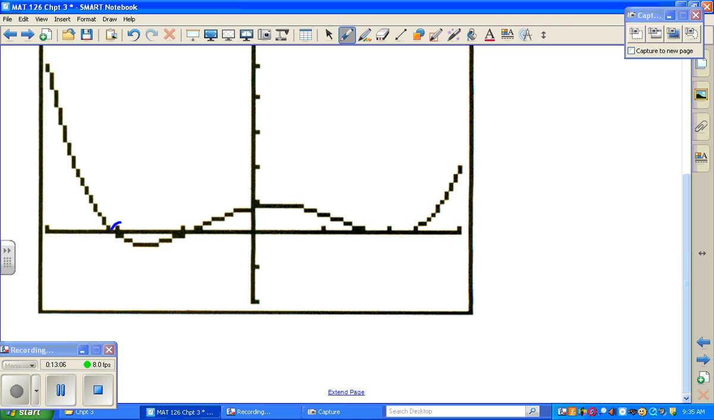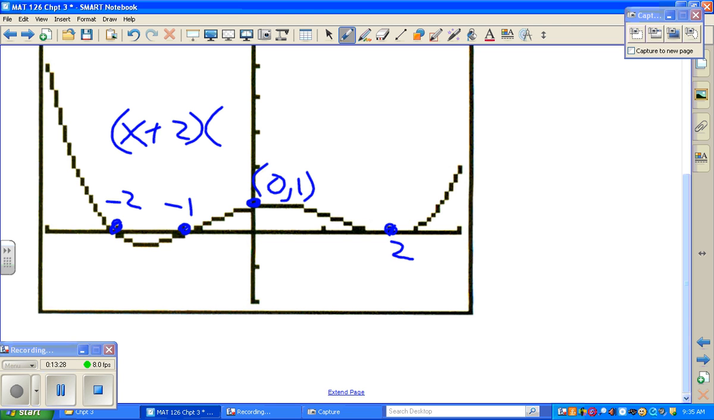For this one, this crosses at -2, this crosses at -1, this crosses at 2, and this crosses at 0, 1. So to find the polynomial, it's fine if you just list the factors and what a equals. Okay? So what would the factors be? x plus 1, x minus 2. Am I missing anything? Okay, am I missing anything else?